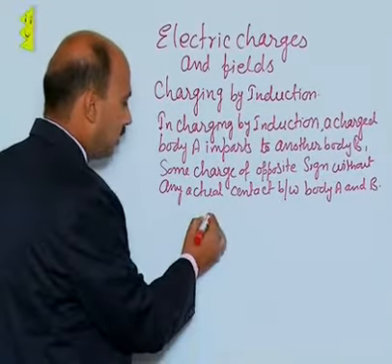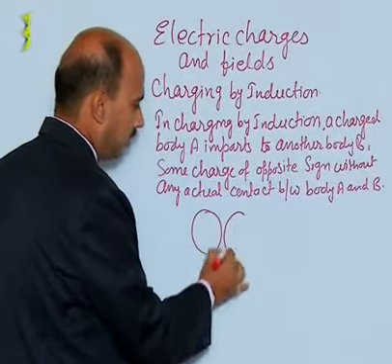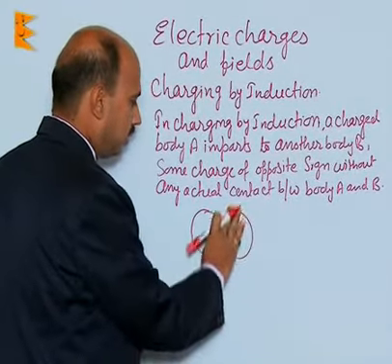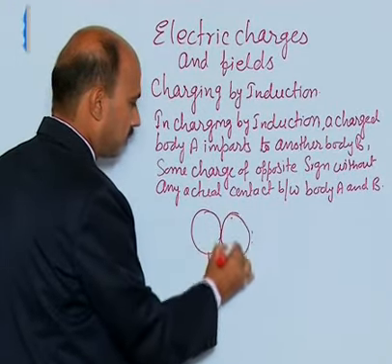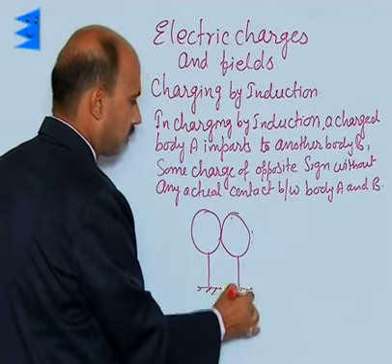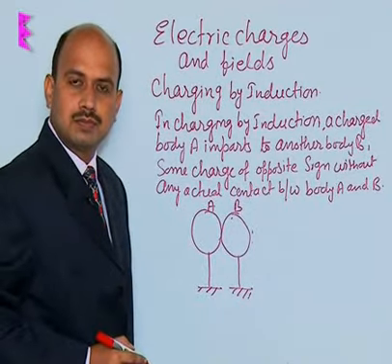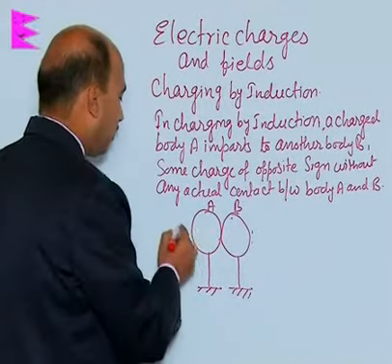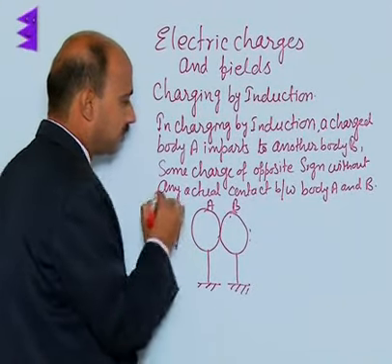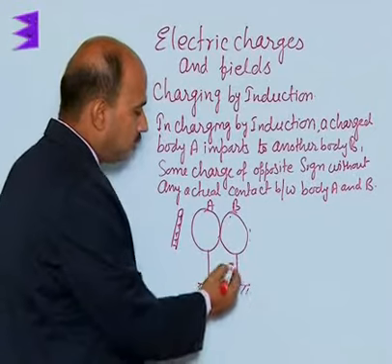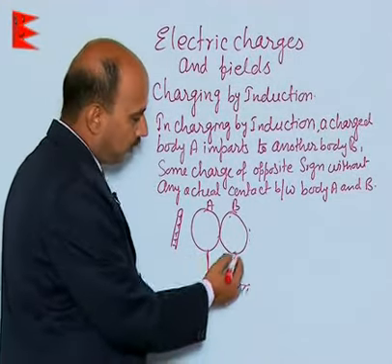Suppose you have taken two identical spheres, like this. These two identical spheres A and B are taken here. In this case, suppose there is a positively charged glass rod. These two spheres are identical and placed on insulated stands. There is no flow of charges this side.